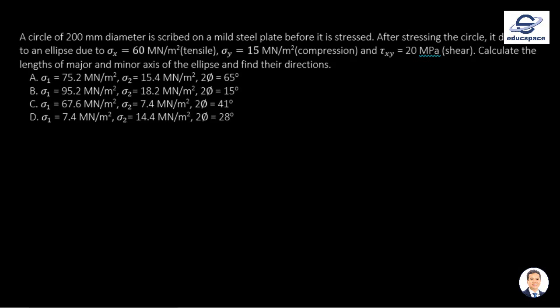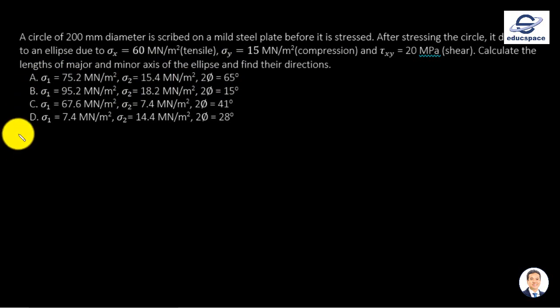Alright, so problem number 5. A circle of 200 mm diameter is inscribed on a mild steel plate before it is stressed. After stressing, the circle deforms to an ellipse due to the stress on the x-axis equal to 260 meganewton per meter squared, which is tensile, and the stress on the y equal to 15 meganewton per meter squared, which is compression, and the shear stress is equivalent to 20 megapascal. Calculate the lengths of the major and minor axes of the ellipse and find their directions. So yung major and minor lengths dito will be equivalent to the principal stresses, okay, and then pinapahanap din yung direction ng principal stress. So, almost the same kanina.